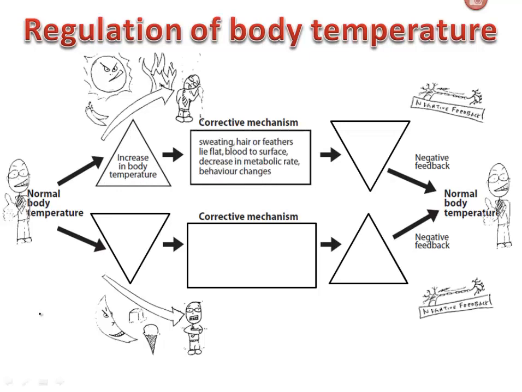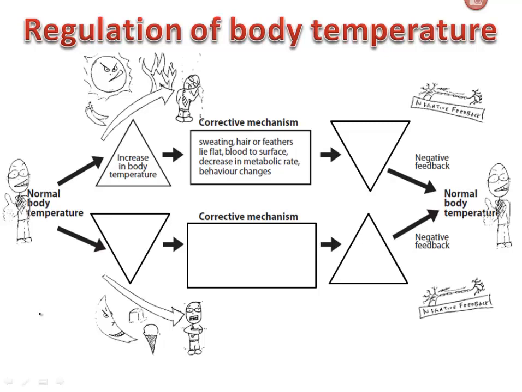If you have an increase in body temperature, these are the following corrective mechanisms that will play a role. The hypothalamus is going to help to actually detect this. Sweating, hair or feathers lie flat. I don't think you have feathers, but some other kinds of animals do. The hair lying flat basically decreases this layer of air that gets trapped.